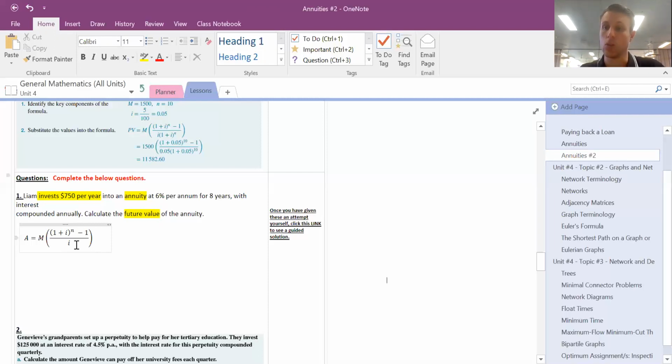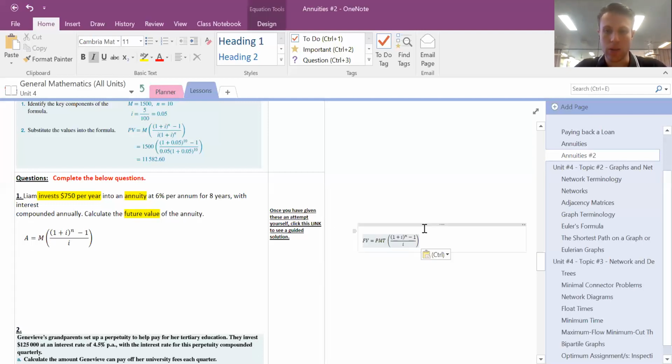And that factor is all based on $1, which is great because most of the time we're going to be working with lots and lots of dollars. So all we need to do is multiply by however many dollars we're going to have, which is M, our payment value, and it will work out what our future value for the annuity is.